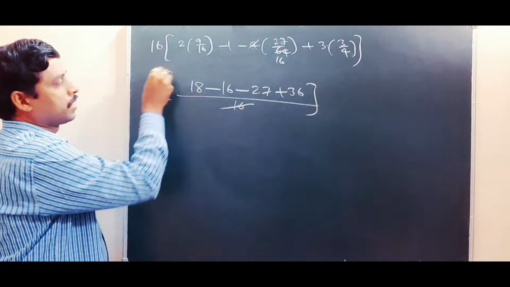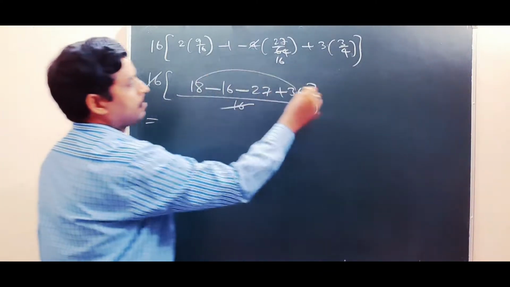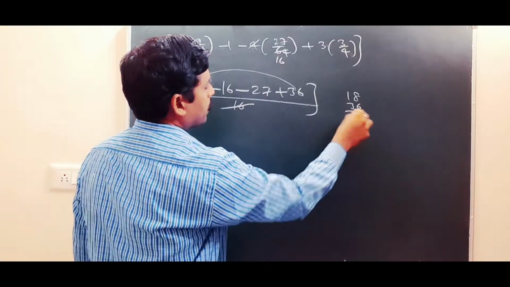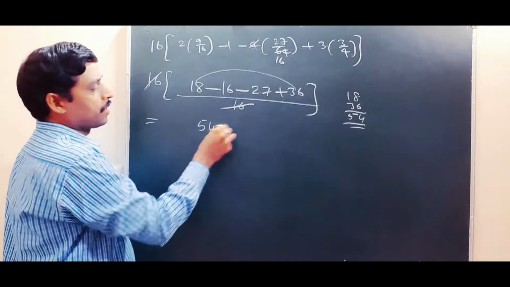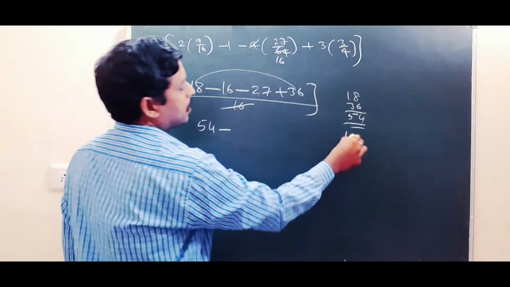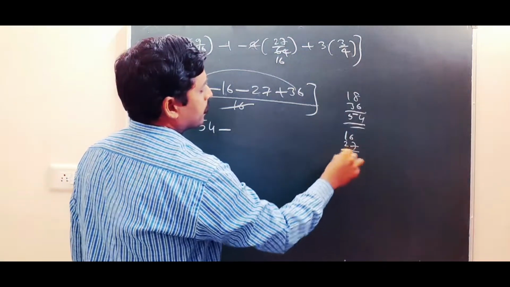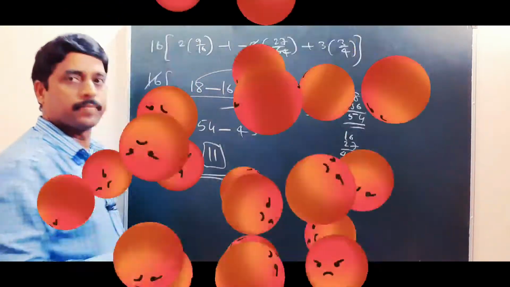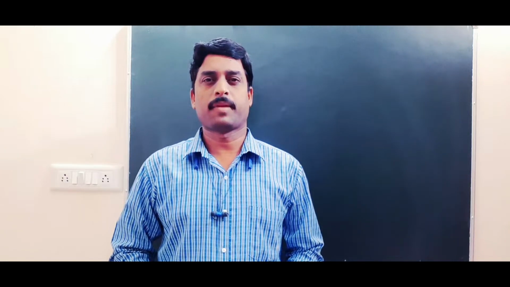So if 16 gets cancelled, it will be 18 plus 36, it will be 54. 54 minus 16 minus 27, 43. Okay, answer is 11. Thank you for watching. Remaining problems I will explain in coming classes.